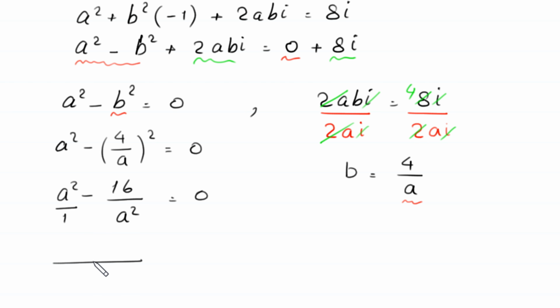We take LCM. LCM of 1 and a squared is a squared, and a squared divided by 1 is a squared. A squared times this numerator a squared, a to the power 4, minus a squared divided by a squared is 1, 1 times this 16 is equal to 0.